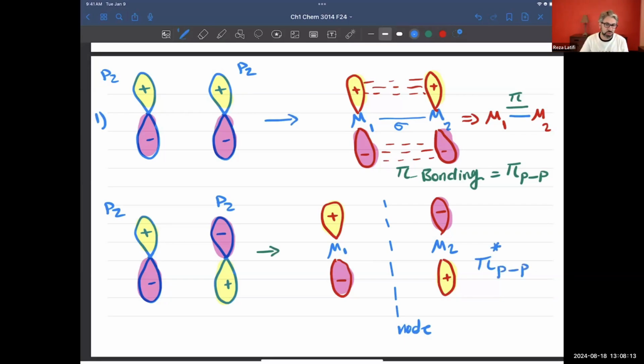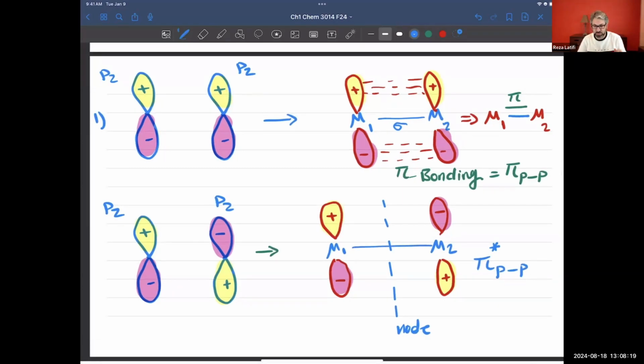Okay, is M1 attached to M2? Yeah, you already have one sigma interaction between them. So there is one sigma, and we're not talking about the sigma. We're talking about the pi interaction. M1 is not attached to M2 through a pi interaction. It's attached through a sigma. So I got two interactions until now: one is pi, and the second is pi star interaction.